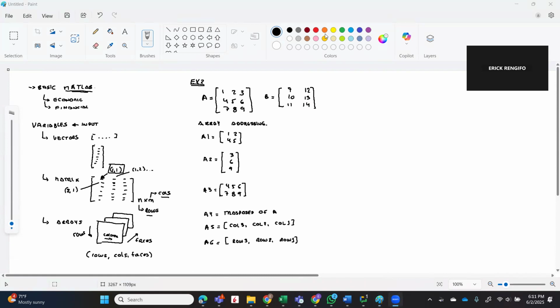Sorry, Professor. So we're trying to do this in MATLAB, correct? Yes, exactly. So we create A in MATLAB. We just need to type A and B, okay? And then we do A1, A2, etc. Okay. Thank you. Pleasure.